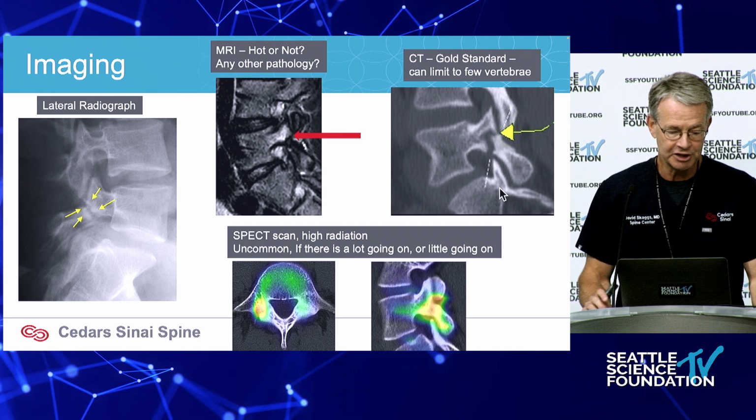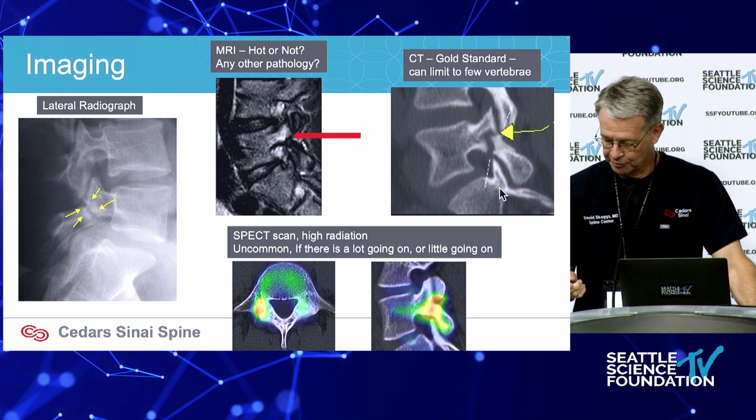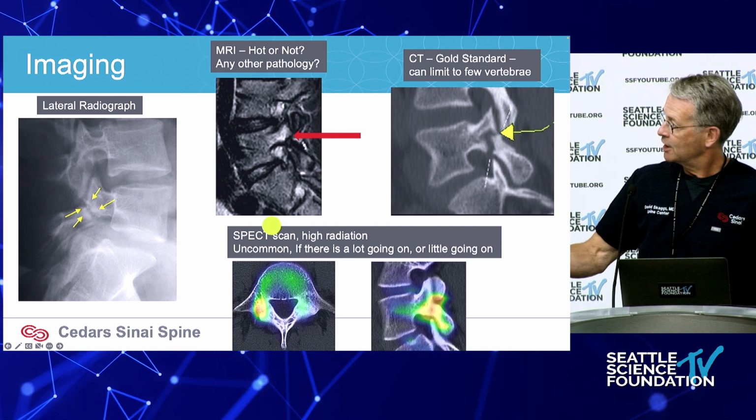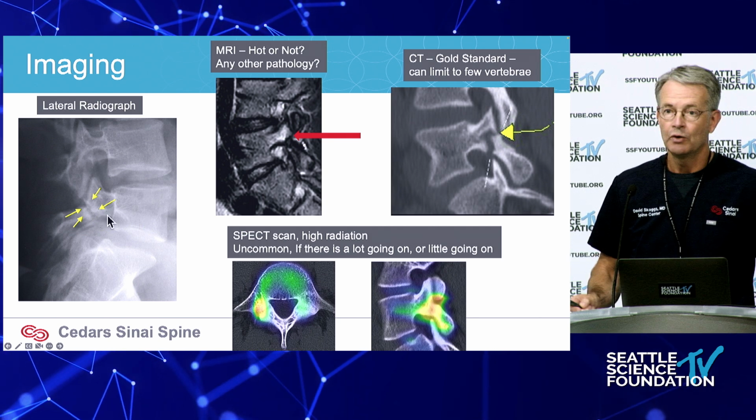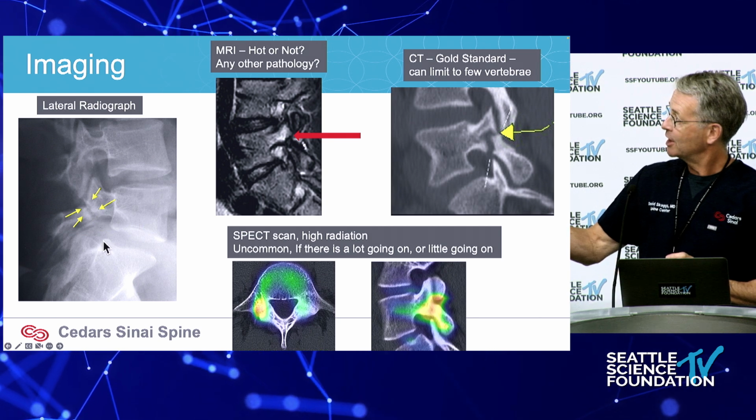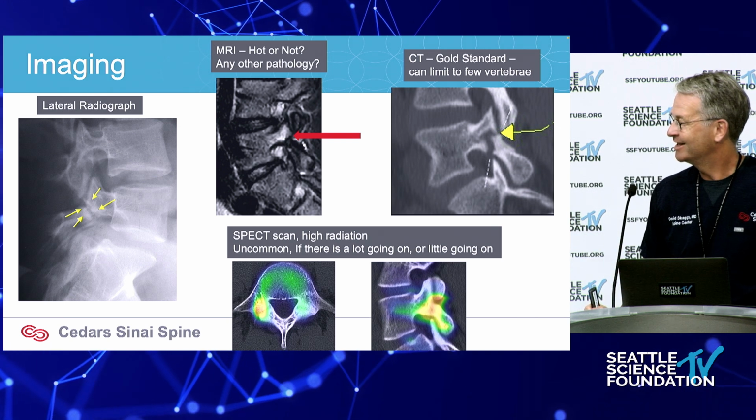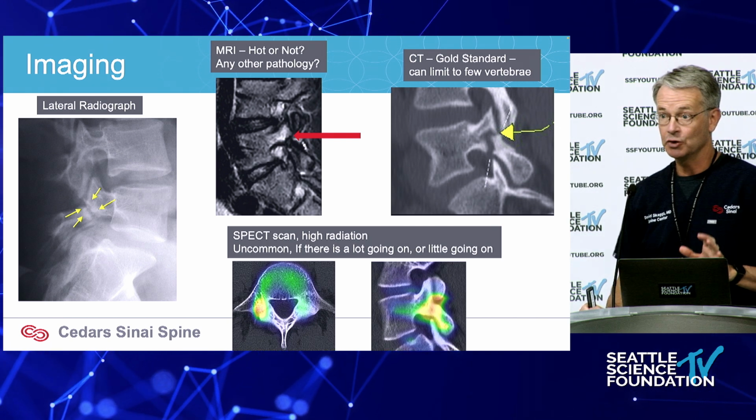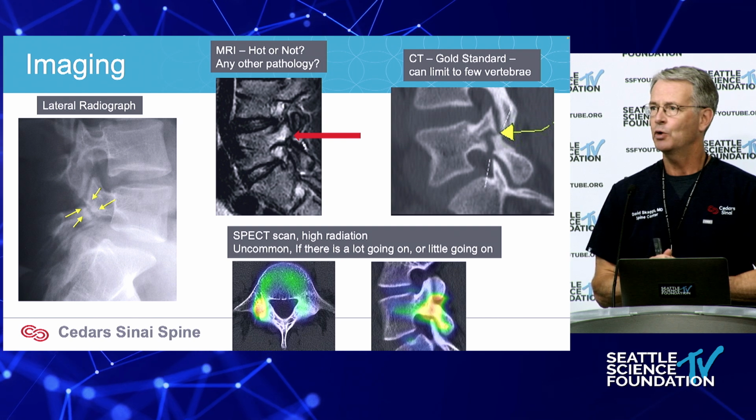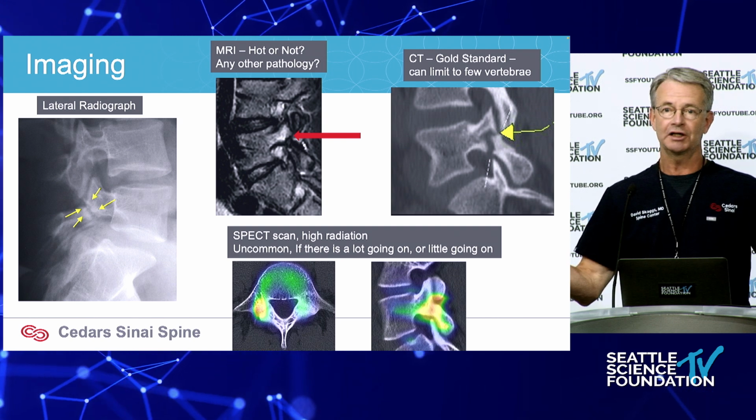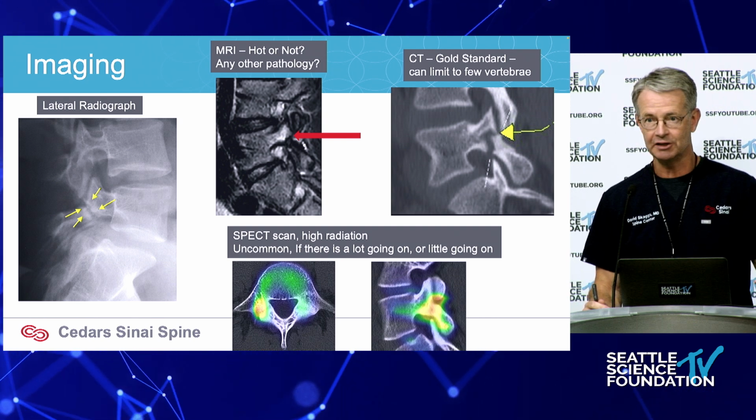So let's talk about imaging in spondies. So the lateral radiograph, oftentimes will show a spondy. The MRIs may or may not show it's hot. Well, I don't think I'm going to use that anymore. And the SPECT scans may or may not show it's hot. And it's kind of a question, what do you want to get? We certainly want to get x-rays. It's really quick, really easy.